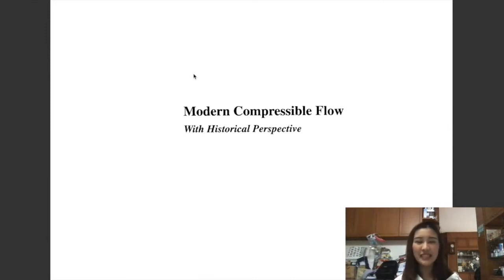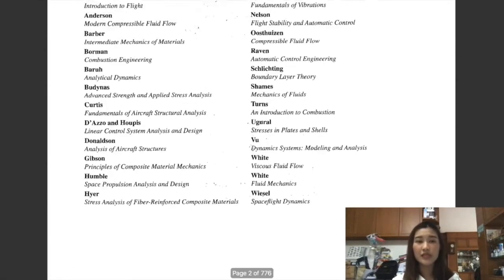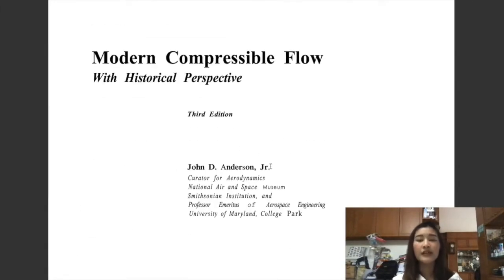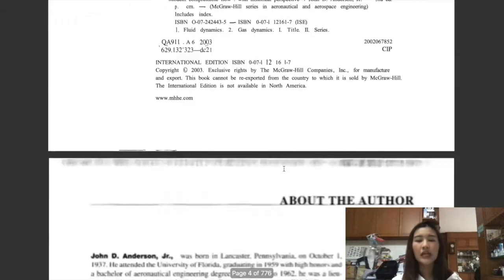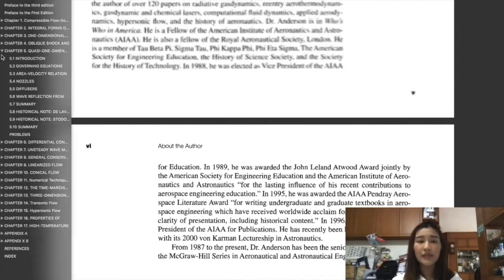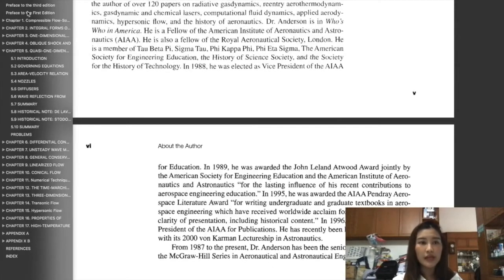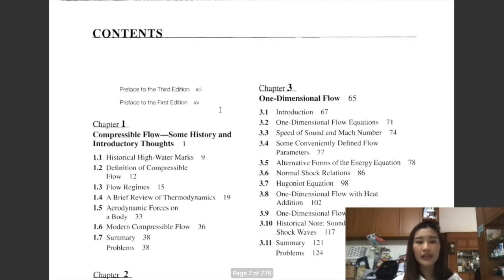Okay, so the second source of our literature review will be the book called Modern Compressible Flow with Historical Perspective. This book is also written by John Anderson, the author of the book that I've previously mentioned, The Fundamentals of Aerodynamics. But as the name of this book suggests, it will focus more on the compressible flow itself.